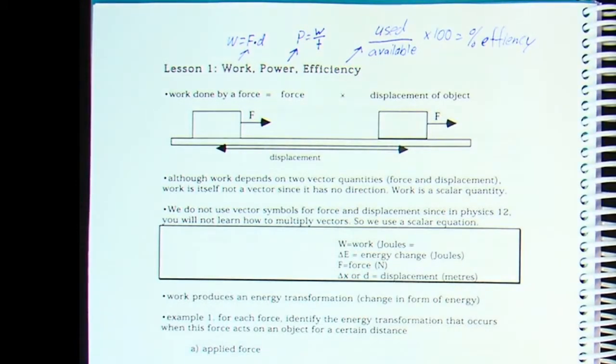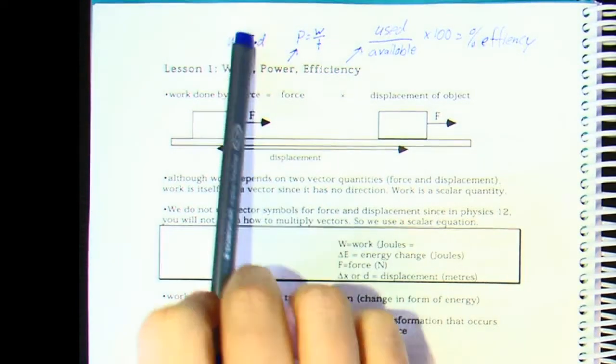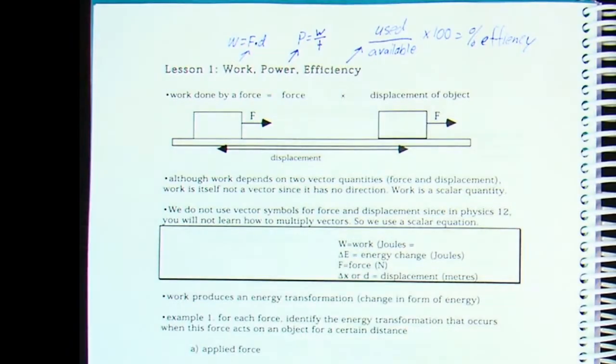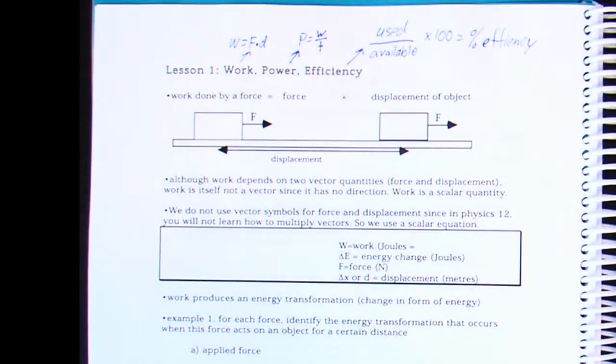So as you can see here, although work depends on two vector quantities, so force is a vector, displacement is a vector, we don't generally treat them. That got worse. We don't treat work itself as a vector, and the reason for that is the mathematics behind how we multiply these two vectors together. Generally, we just kind of make it, it's kind of hand wavy.